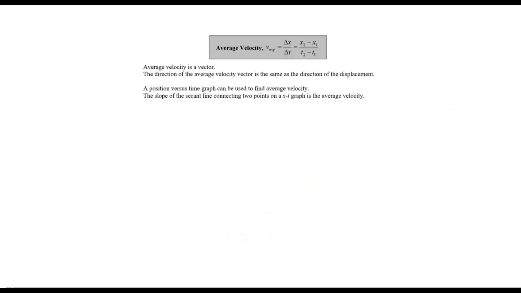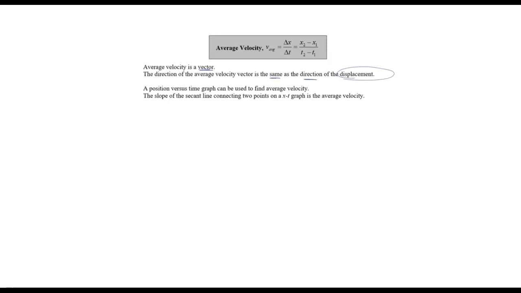So displacement tells us where we've gone from our starting point, but we need to know how we got there. And that's where average velocity comes in. Average velocity is our displacement divided by the time in which that takes. So average velocity is a vector that is in the same direction as the displacement. So it's basically pointing us along that path.